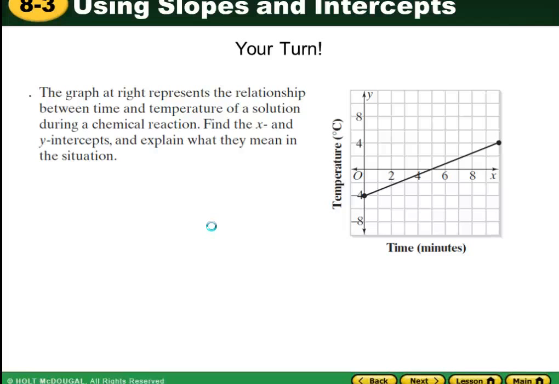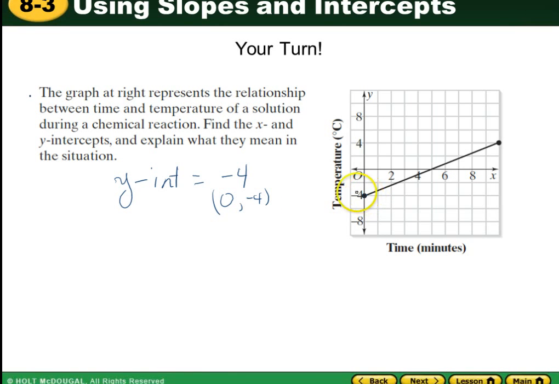Alright, welcome back. So here you have the graph at the right, which shows the relationship between time and temperature of a solution during a chemical reaction. First of all, let's take a look at the y-intercept. The y-intercept here is -4. If we want to take a look at it as a point, it's 0, -4. So basically what this means is that at the start of the chemical reaction, whatever solution we started with, the temperature was already at -4.